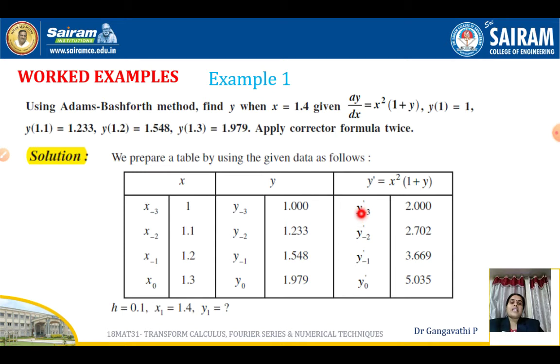y minus 3 dash is nothing but y dash at x minus 3 and y minus 3, which is 2. Similarly, y minus 2 dash is y dash at x minus 2 and y minus 2, which is 2.702. And y minus 1 dash is nothing but y dash at x minus 1 and y minus 1. The answer is 3.669. And y naught dash is at x naught and y naught, which is 5.035. The value of h is 0.1 and x1 is 1.4, where we need to find our y1.